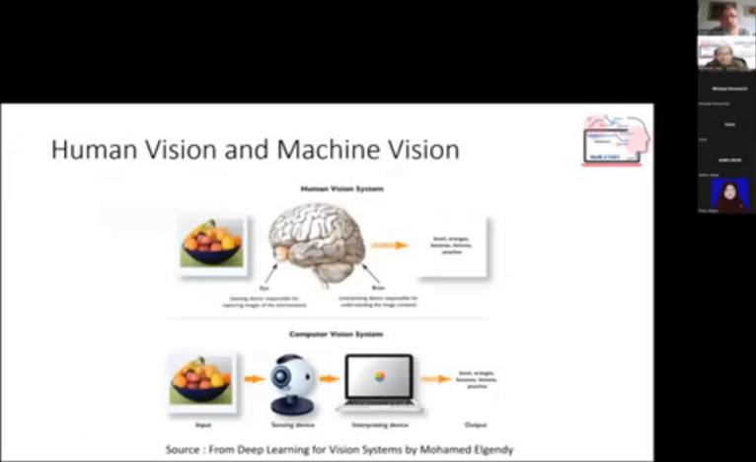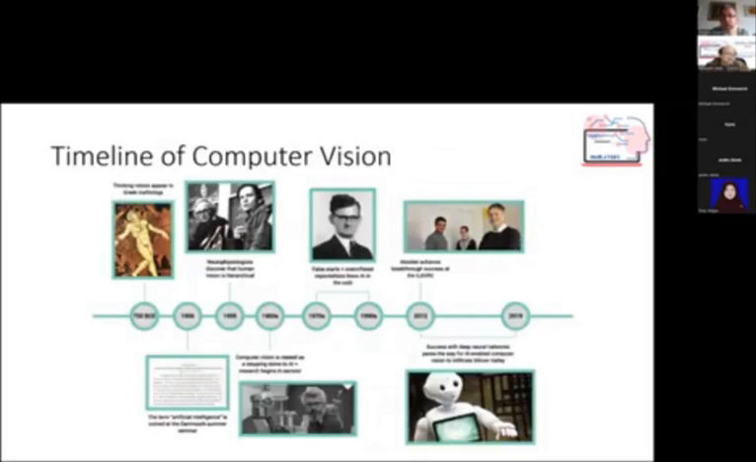Human vision and machine vision systems both contain 2 basic components. The first is a sensing device and the second is an interpreting device. In this talk, I will focus on machine vision, or computer vision. Before proceeding, let's see some historical timeline of computer vision.